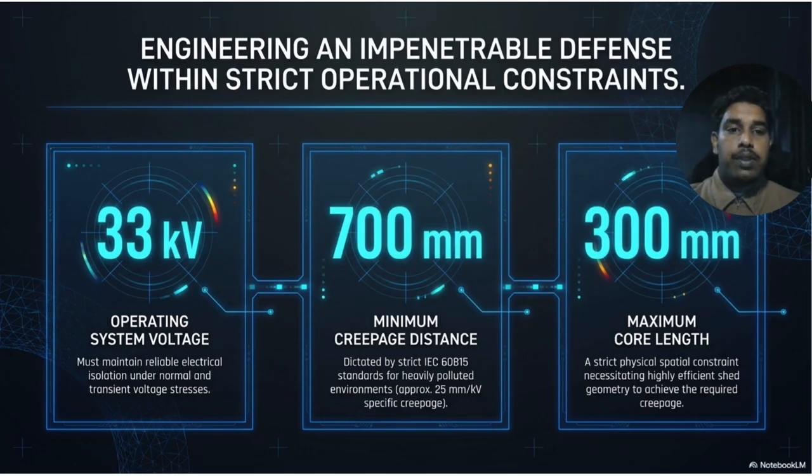And then we move to the design requirements. Our design is intended for a 33 kilovolt transmission system. Based on the design standard, the insulator must achieve a minimum creepage distance of 700 millimeters to improve insulation performance in polluted environments. At the same time, the overall length of the insulator should not exceed 300 millimeters due to installation and mechanical limitation. Therefore, our challenge is to achieve both high electrical performance and a compact design at the same time.